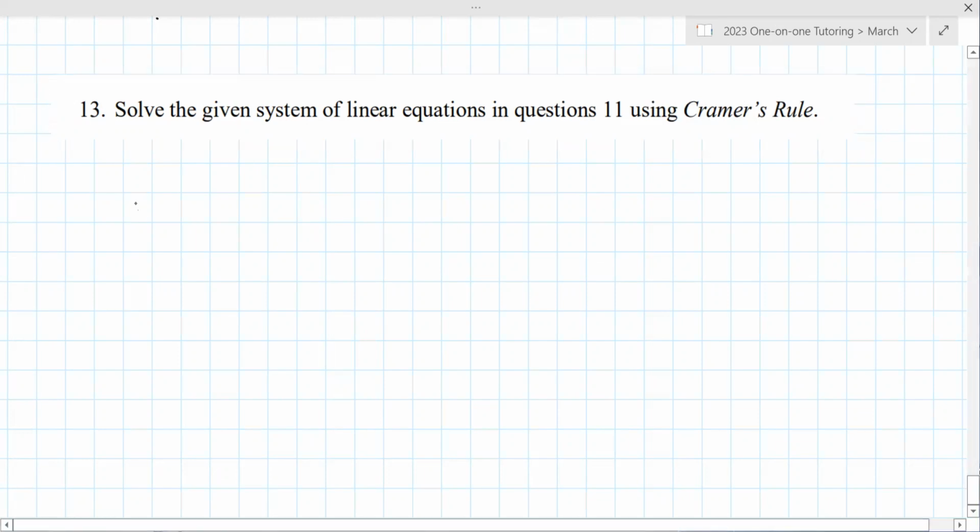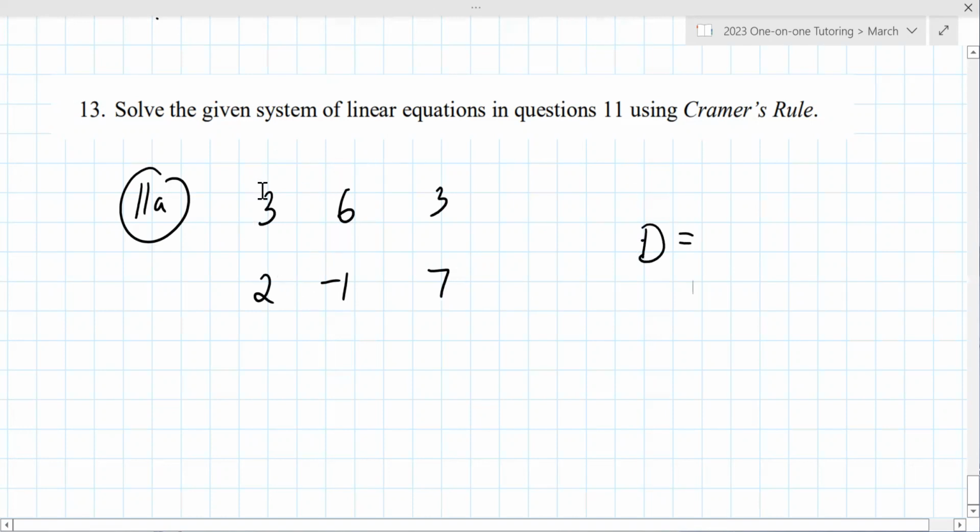So let's go back, they say use 11, so we'll go to 11A first. 3, 6, 3, 2, -1, and 7. Here's Cramer's rule. The first thing you want to find is what they usually refer to as D, the determinant of the coefficient matrix. So it's the determinant of 3, 6, 2, and -1.